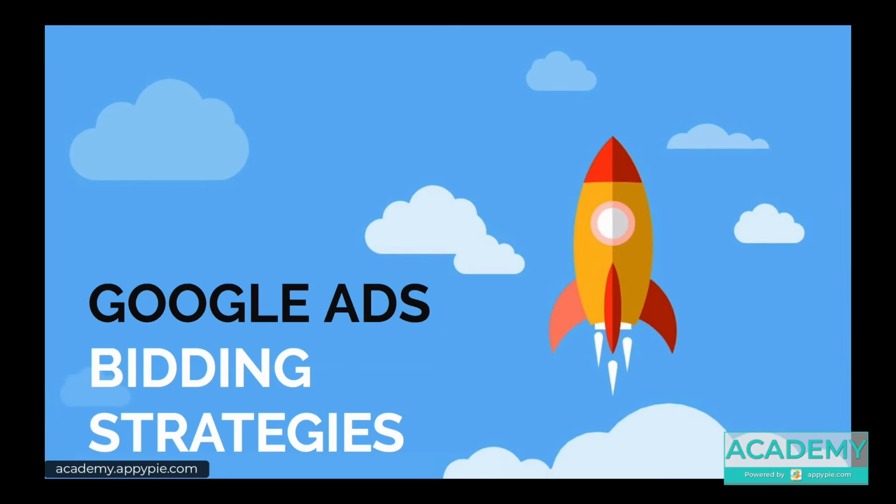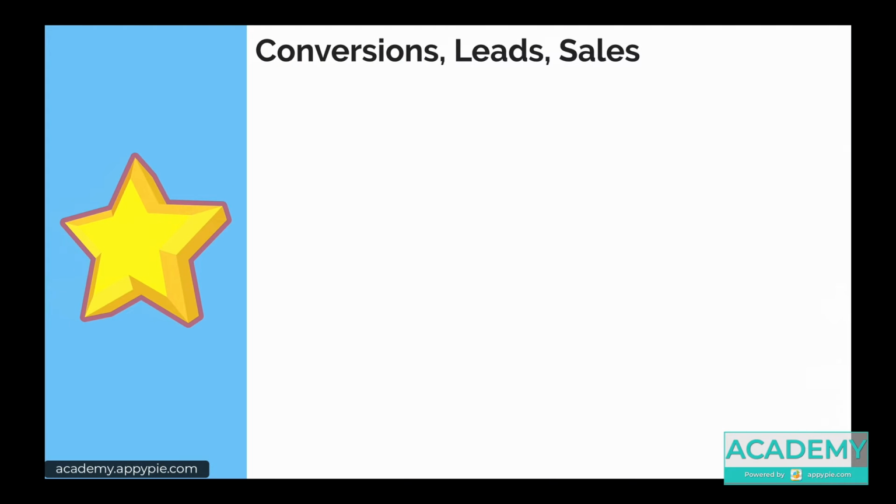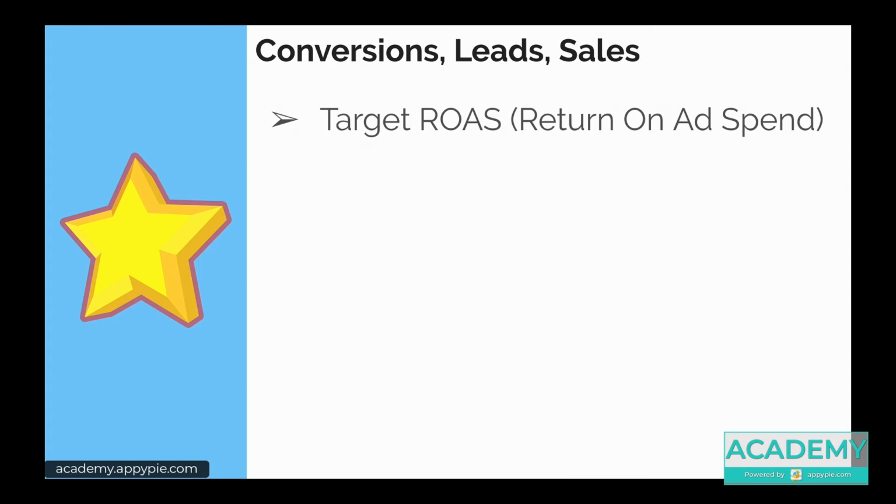Now, this is not going to be how to get clicks for a penny, but this is going to be explaining to you how to basically choose the right bidding strategies for your goal. So if your goal is conversions, leads, or sales, that's something you directly choose when you set up a campaign with Google Ads. Then you have a few options.